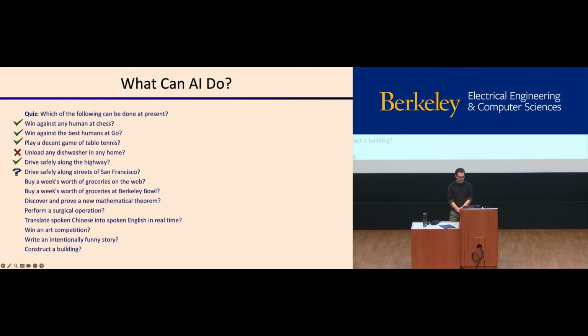So what about buying a week's worth of groceries online? Yeah, we can do that. What about buying a week's worth of groceries at Berkeley Bowl? In person, yeah, no, can't do that yet. And what about discovering and proving a new mathematical theorem? Okay, so this one's a little less clear. We can kind of do some Olympiad stuff. Most of the progress there is in collaboration, but we're getting there.